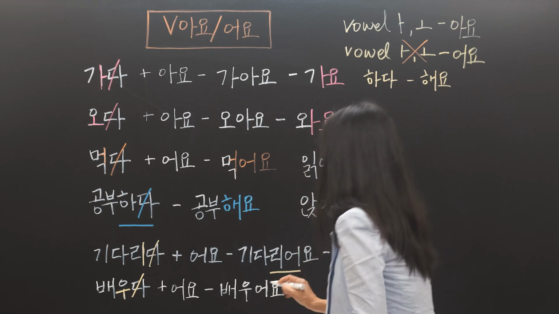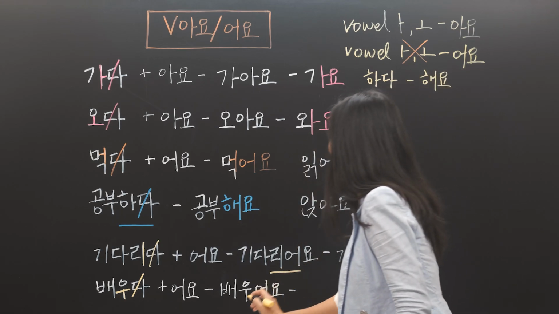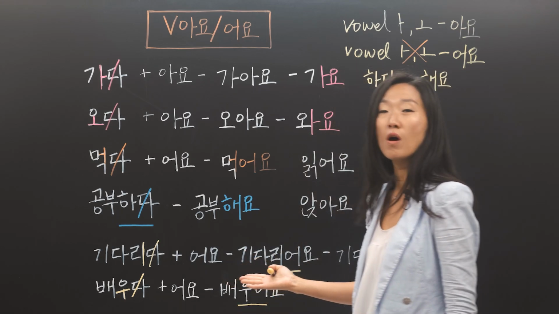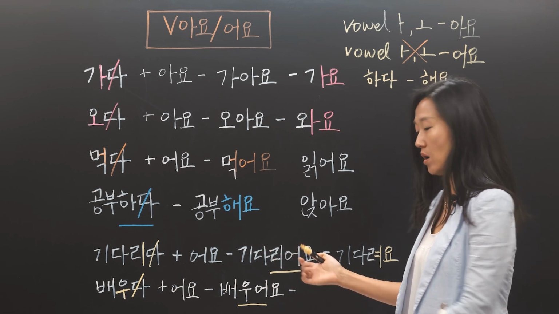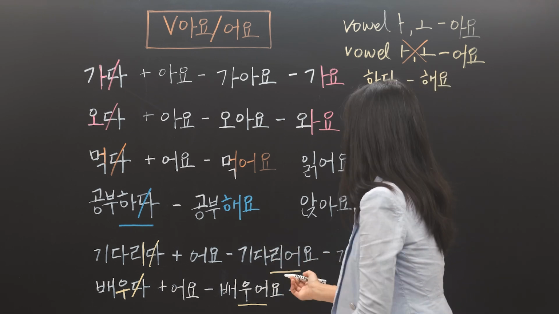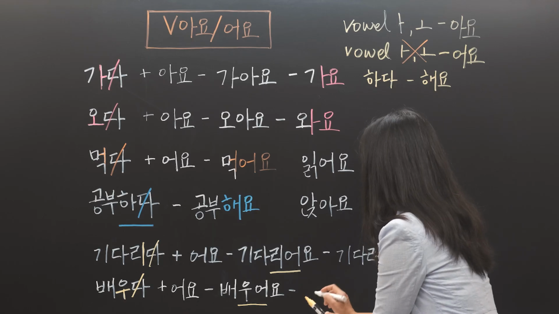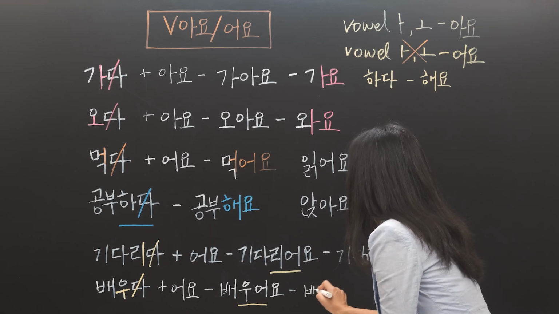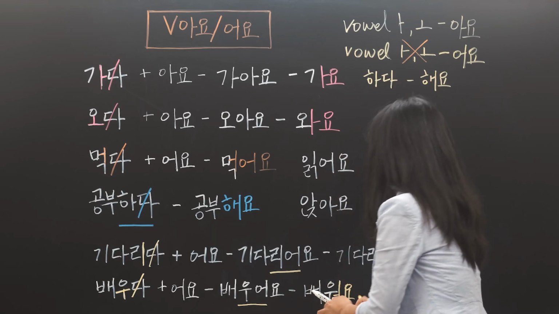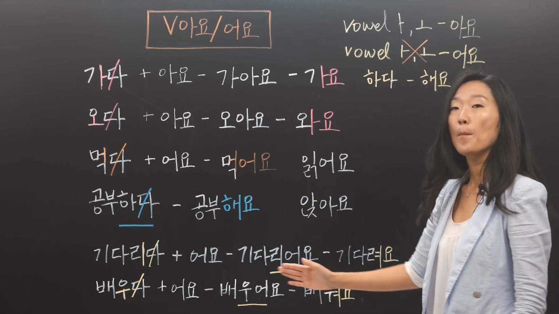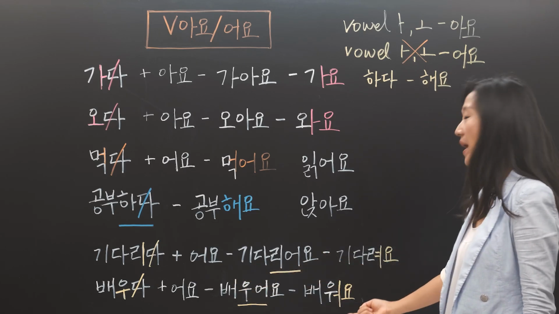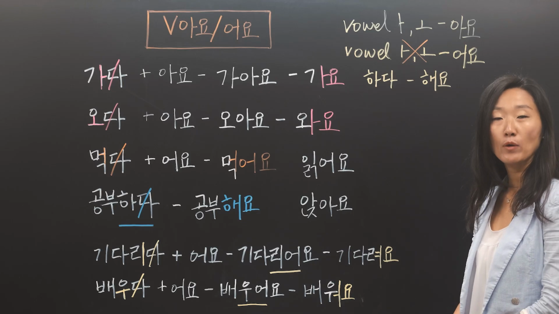배우어요. And 우 plus 어. 네, 우 plus 어. So 우 plus 어 becomes 워. 배우다, 배워요.